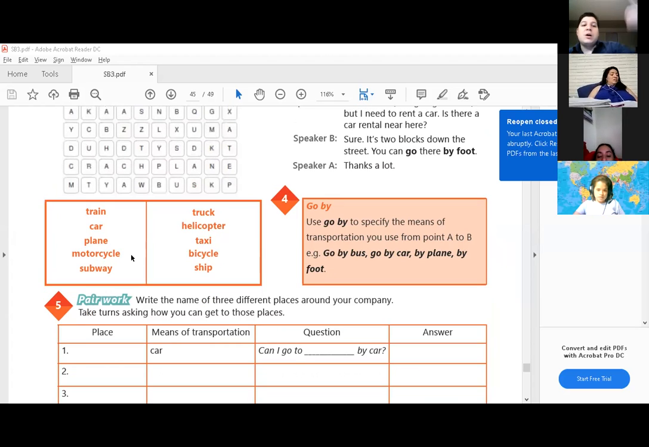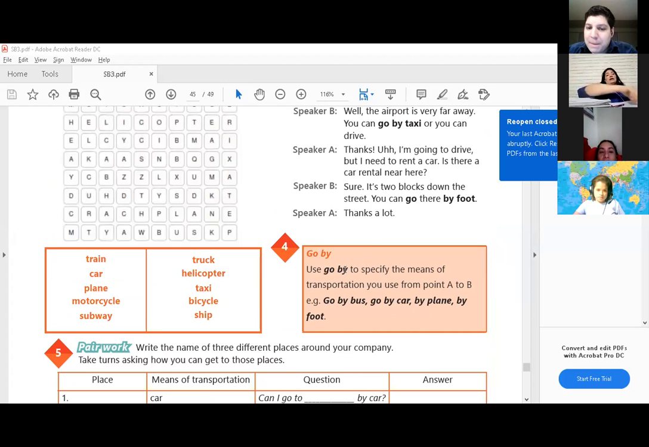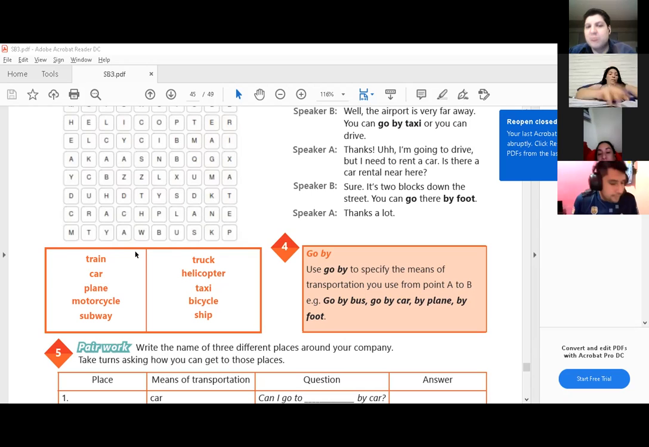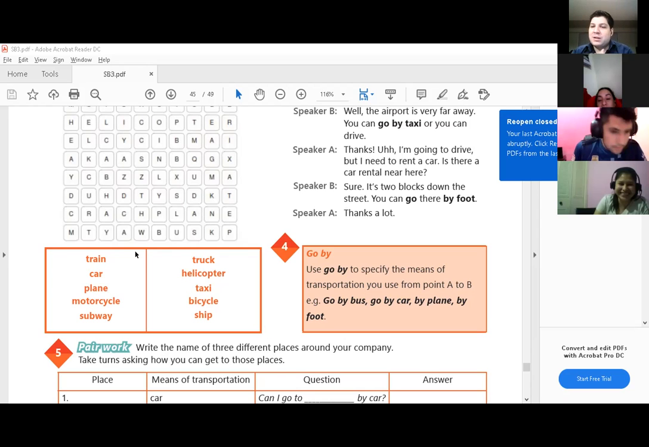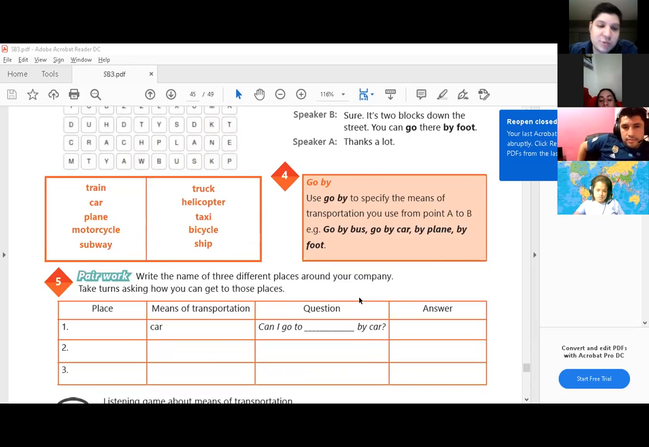Okay. So let's continue. Pretty much, guys, you're going to be using go, by, and the means of transportation. Go by subway. Go by helicopter. Go by truck. That's right. So this is what we're going to be using: go by. Memorize it, please. Go ahead and write it down. Go by and the means of transportation.